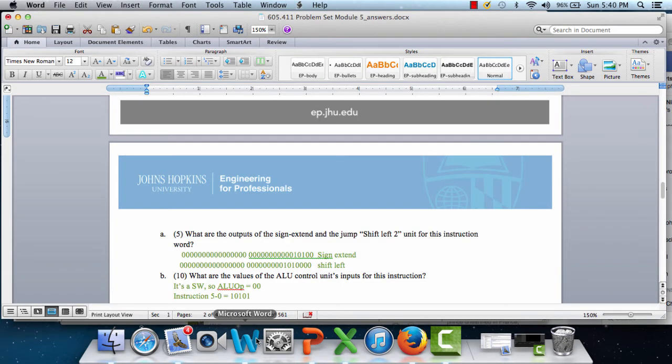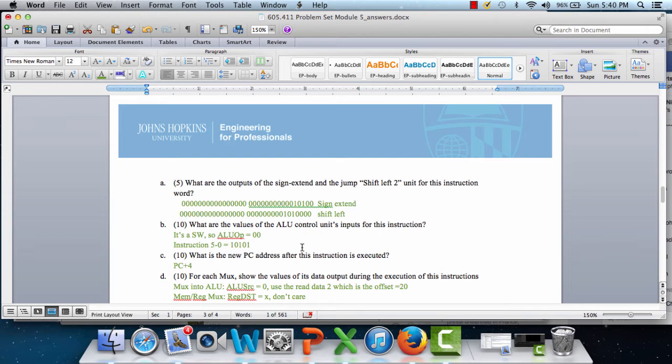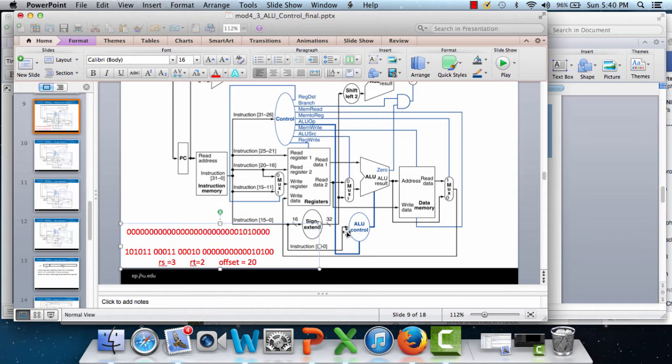The next question was, what are the values of the ALU control unit's inputs for this instruction? So here's the control unit. The first input is going to be the lowest 6 bits of the instruction, so that would be this. And the ALU op we're going to find using the opcode.